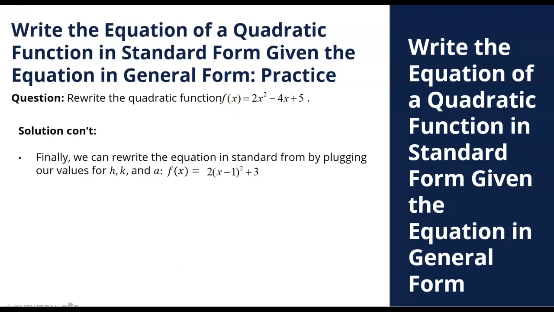And then finally, we can rewrite the equation in standard form by plugging in our values for h, k, and a to the function. So we have f of x is equal to 2 times x minus 1 squared plus 3.